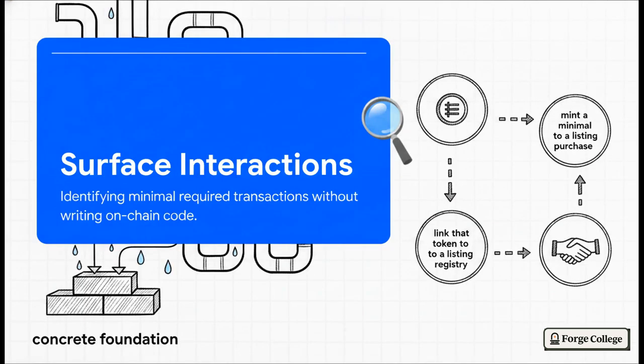As part of this scope, we also map the surface-level smart contract interactions. Now hold on, we aren't writing any on-chain code just yet. This is basically identifying where the plumbing connections go before we pour the concrete foundation. For our marketplace, this might just mean noting that we need 3 distinct transactions: one to mint a minimal token record, one to link that token to a listing registry, and one to transfer ownership upon purchase. Keep it surface level for sure, but keep it accurate.